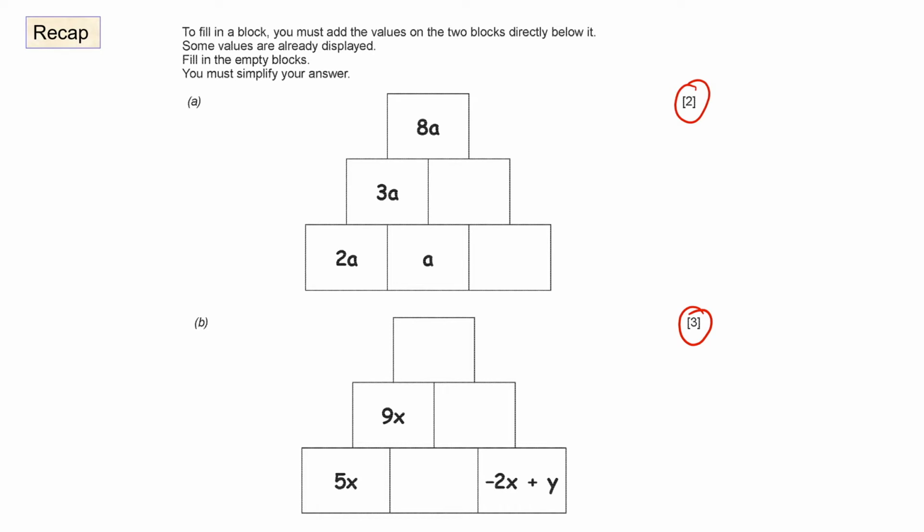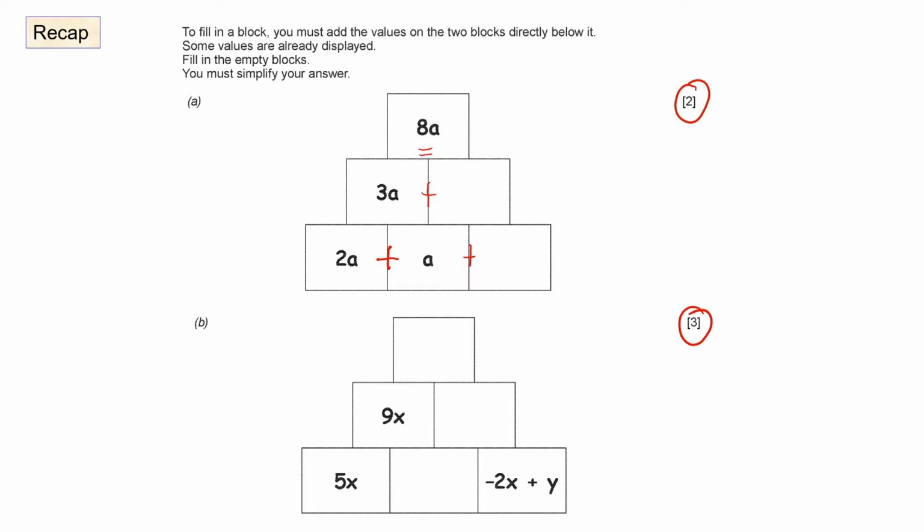Okay, so if we quickly have a look at A. It tells you that to fill in a block, you must add the values on the 2 blocks directly below it. So if we look at 3A, the way that you've got the answer of 3A is that you have added these 2 blocks that are directly below it. So 2A plus A would be 3A. And so here you may think, well, A plus what? Well, there's not enough information here to fill in either of these 2 blocks. Then you may look at 3A here. 3A plus what is going to give you an answer of 8A. Okay, so try out these questions, and when you're ready, press play and I'll be going through the answers with you.